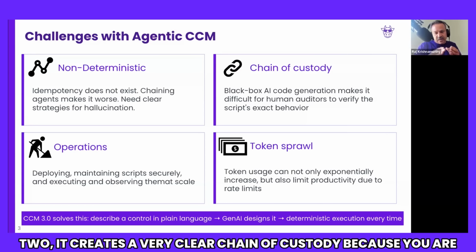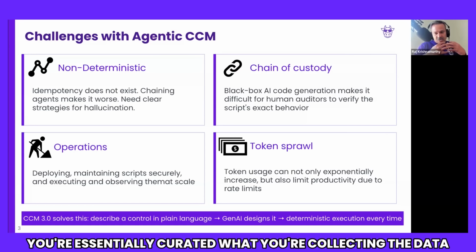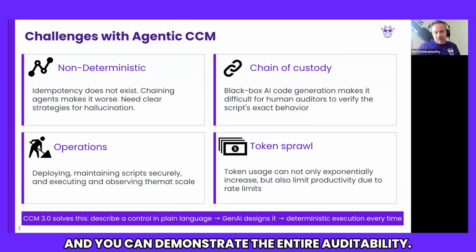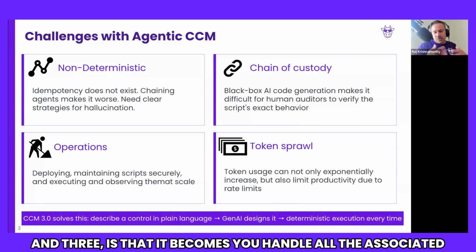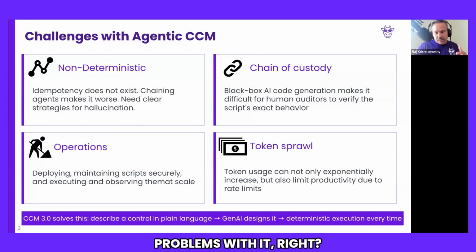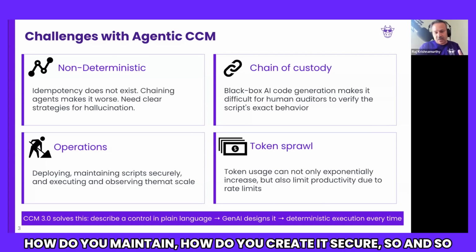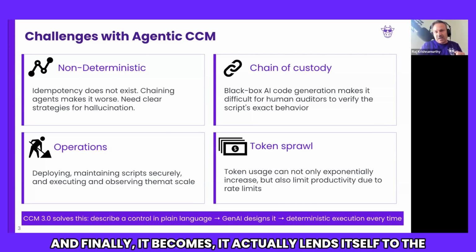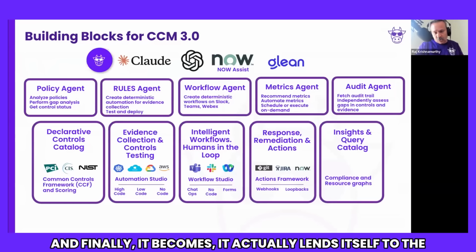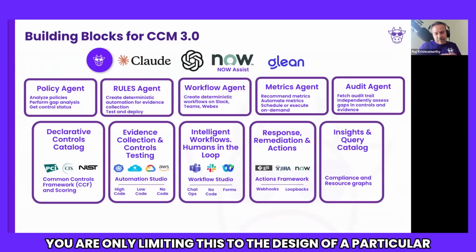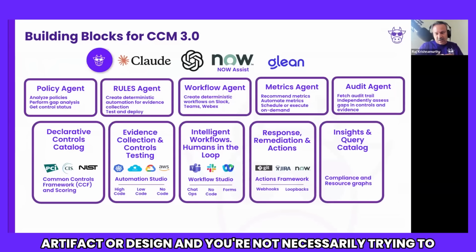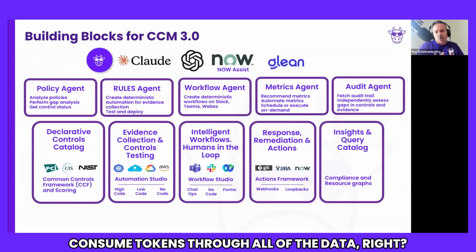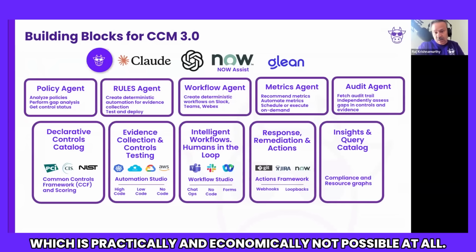Two, it creates a very clear chain of custody because you've essentially curated how you're collecting the data, and you can demonstrate the entire auditability. And three, you handle all the associated problems with it, right? How do you deploy at scale, which is the fundamental issue we talked about? How do you maintain it? How do you make it secure, and so on and so forth? And finally, it actually lends itself to addressing token sprawl, because you are only limiting this to the design of a particular artifact, and you're not trying to consume tokens through all of the data, right? Which is practically and economically not possible at all.